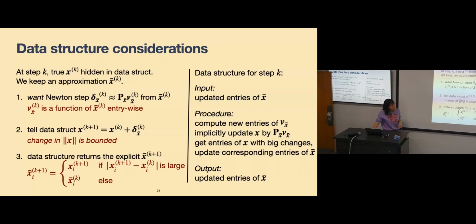The data structure will implicitly update our solution X by the step we want to take, but somehow. And then after the data structure has done the update, we'll get the entries of the updated X that have changed a lot compared to the previous step. And for those entries, we have to get their exact values. And then we put those exact values as the X bar. And then the output is going to be these updated entries of X bar. Okay. Good. So hopefully that's somewhat clear.